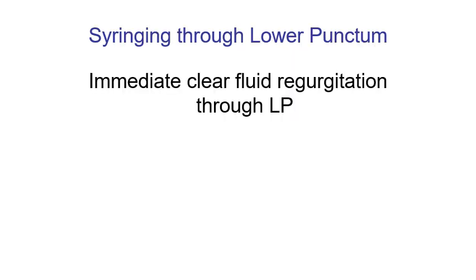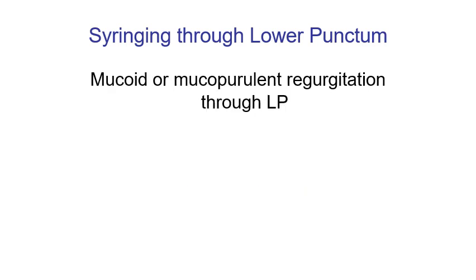Syringing through the lower punctum, immediate clear fluid regurgitation through the same lower punctum. What is your diagnosis? It is a lower canalicular block. If you are doing syringing through the lower punctum, mucoid or mucopurulent regurgitation through the lower punctum, it is a nasolacrimal duct block plus upper canalicular block.